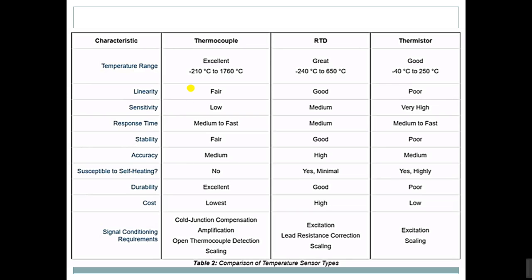So this is the comparison of thermocouple, RTD and thermistor. By comparing these, for RTD the temperature range is great, linearity good, sensitivity is medium, response time medium, stability is good, accuracy is very high compared to other temperature measuring devices, durability good, and cost is high compared to both, cost is very high.